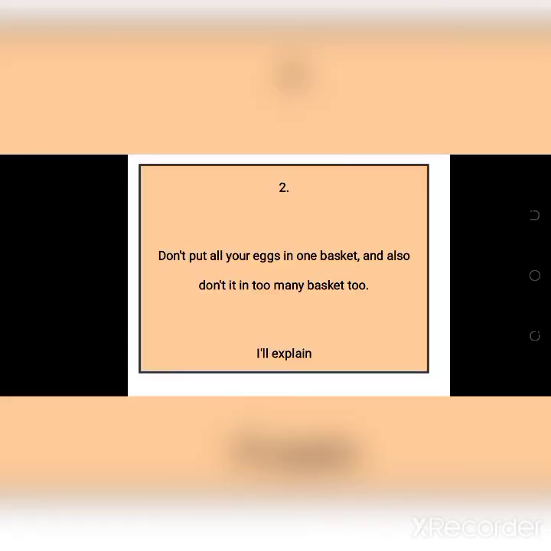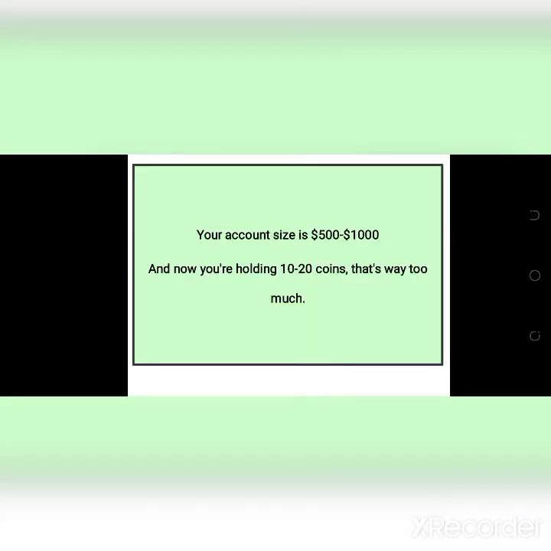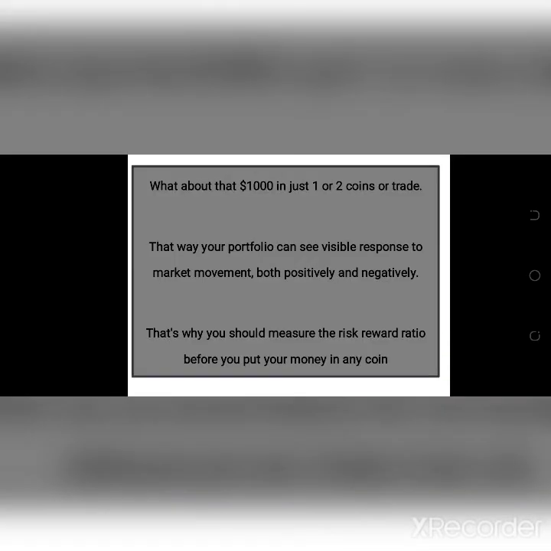Number two, don't put all your eggs in one basket, and also don't put them in too many baskets. Now, your account size is $500 to $1,000, and you're holding 10 to 20 tokens. That's way too much with a $500 to $1,000 account. So put that $1,000 in just one or two coins or trades. Not futures now, I'm talking about the crypto market, not futures.